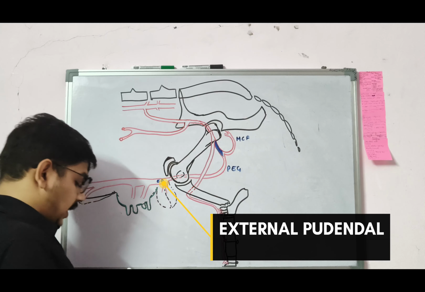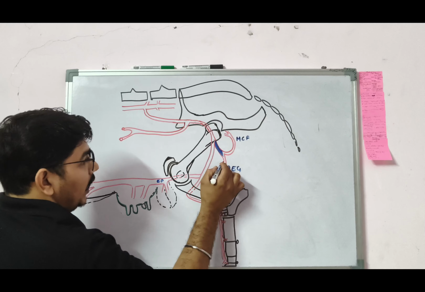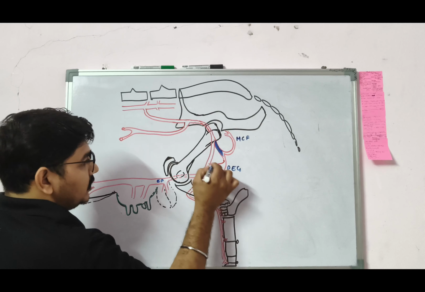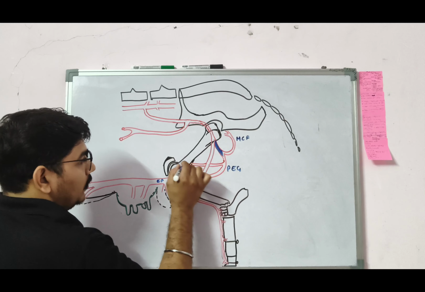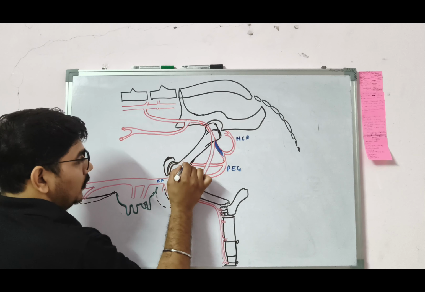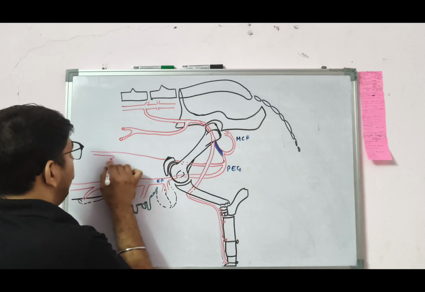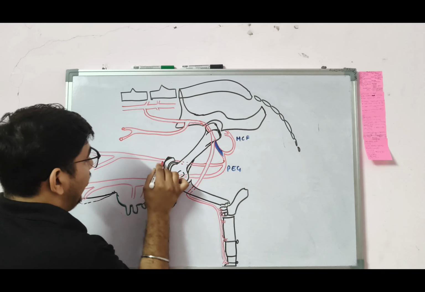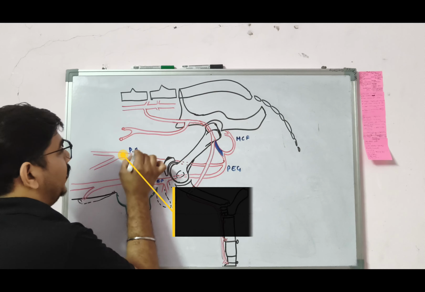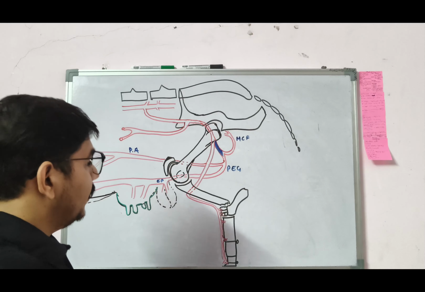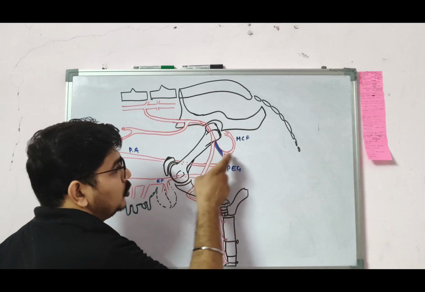But a new branch, the other branch, supplies the posterior part of the abdomen, known as posterior abdominis. So what I am telling you is that the dorsal femoral gives two branches.